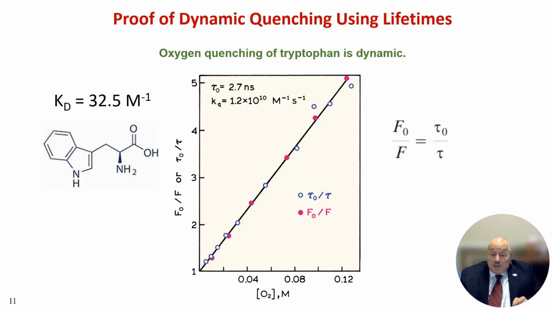Here is one example, one of my favorite examples, which is the proof of dynamic quenching by lifetimes. Here we used oxygen quenching of tryptophan, and what we found in this case is that the tau naught on tau values are precisely equal to the F naught on F values, which proves collisional quenching. So, if I'm not mistaken, the next slide allows us to interpret these quenching constants.